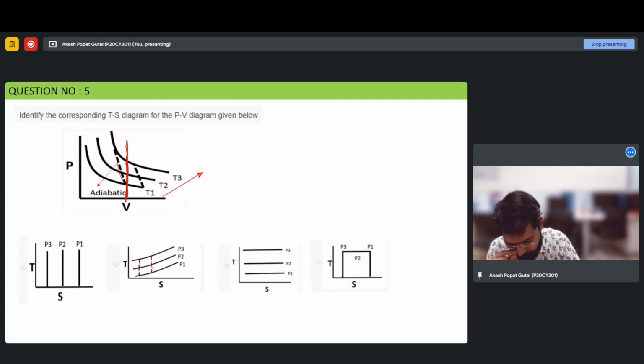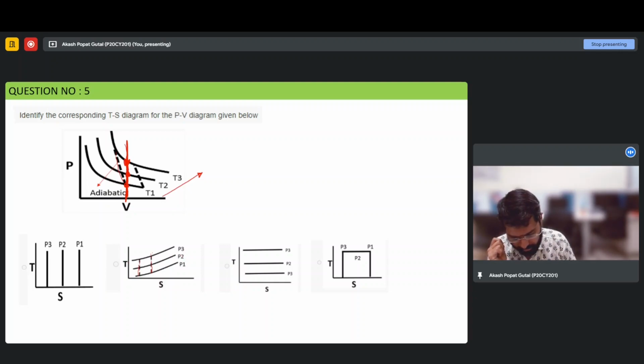So you'll find that at increasing temperature, the pressure is also increasing, which means in the graph between the temperature and pressure, as the temperature increases, the pressure also increases. So P1, P2, P3 correspond to T1, T2, T3.